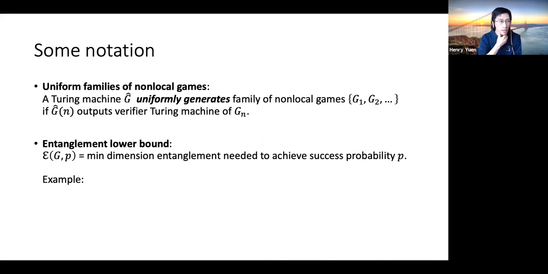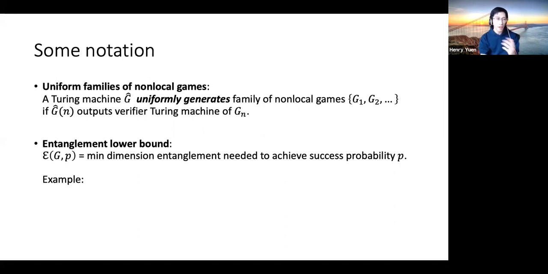So that's one piece of notation. The second piece is something I'll call the entanglement lower bound, and this is E of G comma P. G is a fixed non-local game, P is some probability, and this is the minimum dimension entanglement.